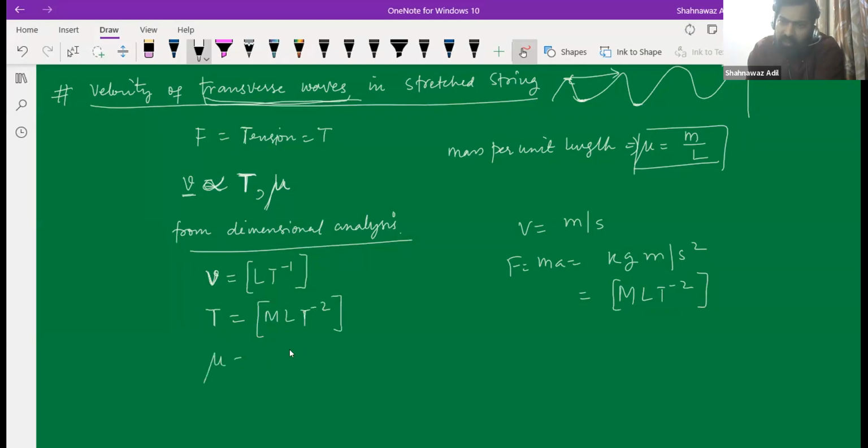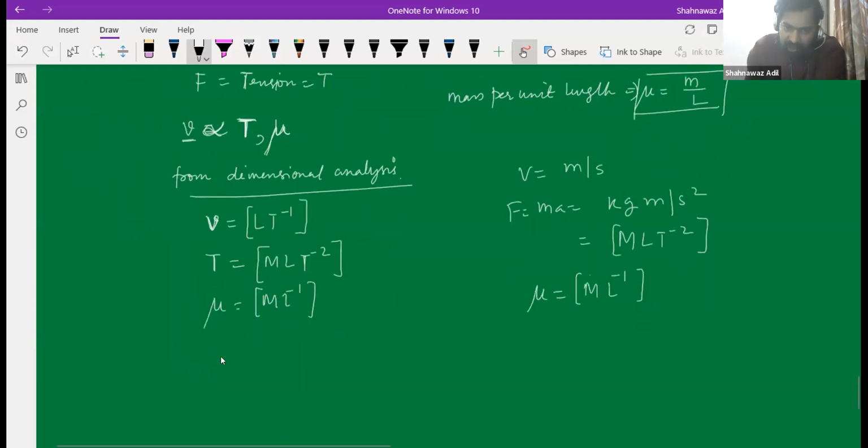Now the mu. What would be the dimension of mu? Mu is mass by length, so M L minus 1. If you want to calculate the formula, let us write that this is some constant k, T to the power A, mu to the power B. That is how you calculate the dimensional form. You have to figure out what A is and what B is. This is what you do in dimensional analysis.